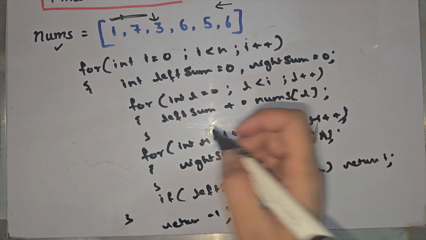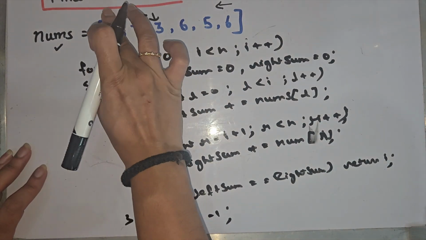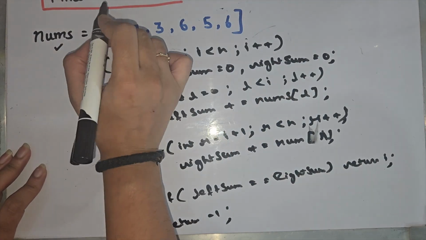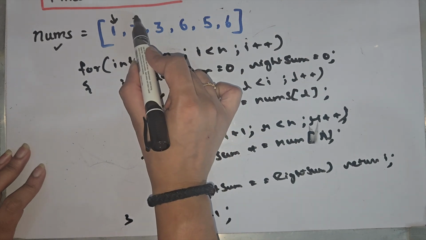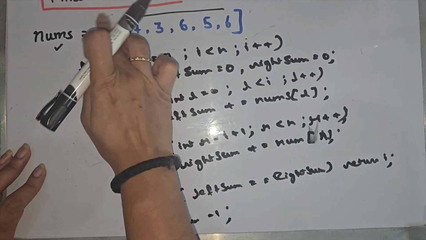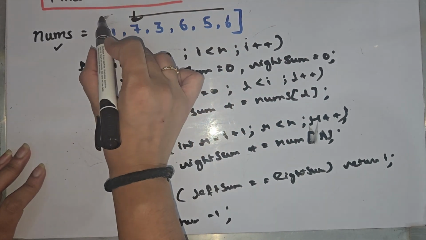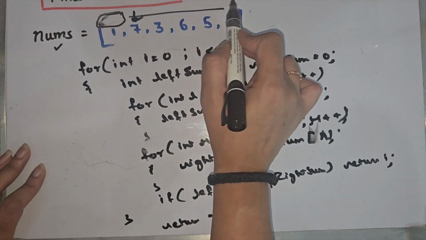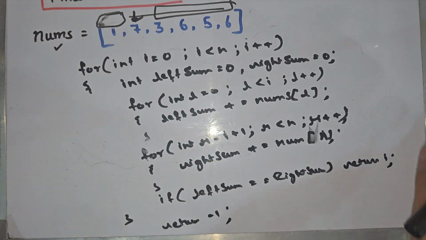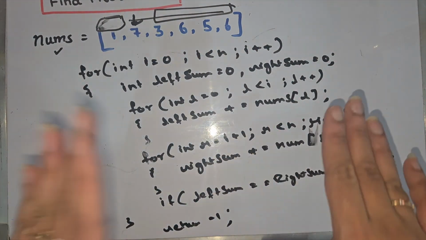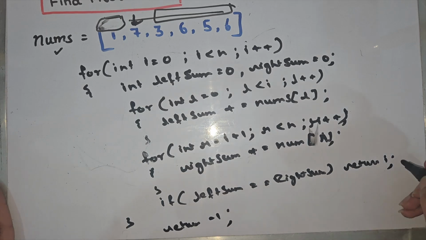Initially we will have i pointing to the first element. So the left sum will be 0 and the right sum will have all these other elements. Then i will move forward. Left sum will have this element and right sum will have the remaining elements. This way i will keep moving forward, and we will have left sum and right sum, and we will compare them. If at any point we have an answer, we return that answer. So we are returning the leftmost answer.